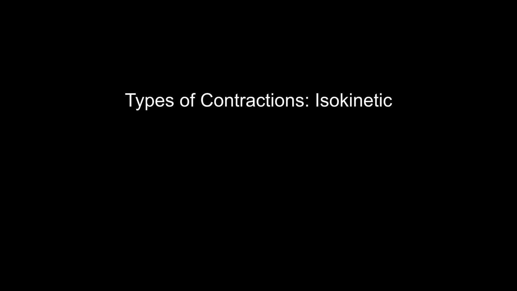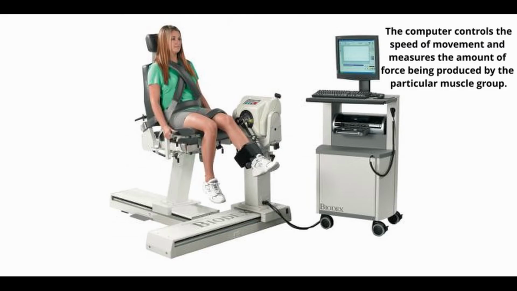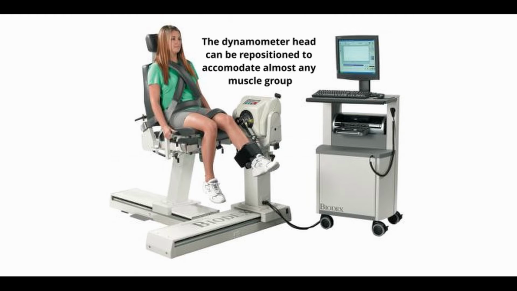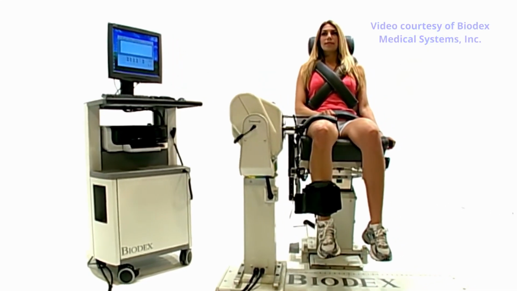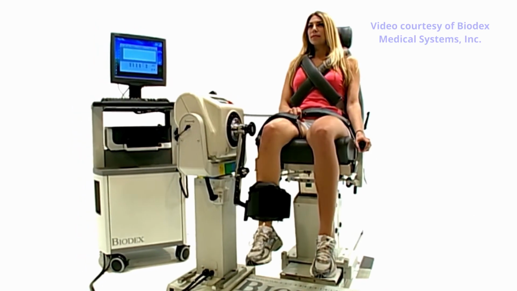The last type of contraction we'd like to discuss is isokinetic. Iso meaning same, kinetic meaning speed. True isokinetic movement is rare during daily tasks. However, isokinetic testing and training is commonly used in the rehab of injuries. Isokinetic training requires the use of a machine that can control the speed of motion. With an isokinetic machine, the speed remains constant, regardless of the force used during a push or pull.